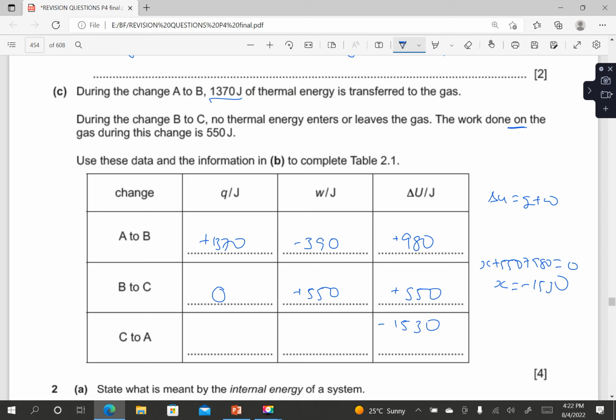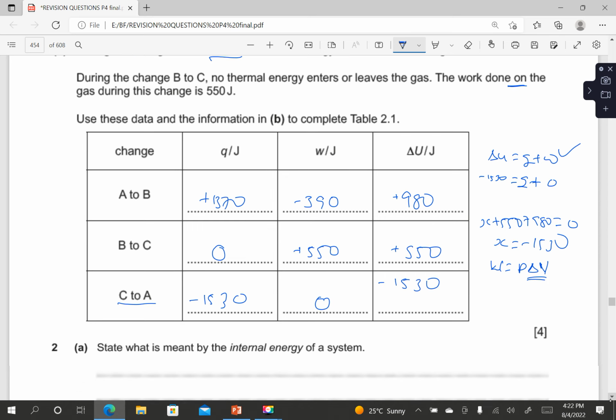Then, when we look at the diagram, along C to A, the volume is remaining constant, so the work done is 0. Remember, work done is equal to pressure times change in volume. If the volume does not change, then the work done is 0. Then using the first equation, we can now get Q. So this one is negative 1530. Q is not known. This one is 0. So this makes this also to be negative 1530. Such questions are very easy. 4 marks are just free marks. Playing around with the equations and the simple concepts, we get the answer.